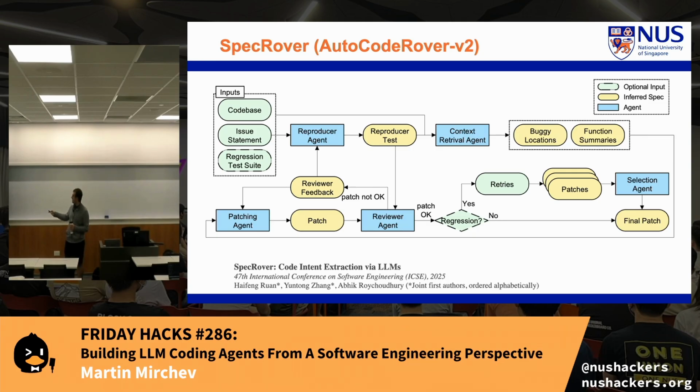Now, having these steps, having collected the context retrieval, we can then also generate a patch. One extra step we did, even when we were working on SpecRover, was that we also added the reviewer agent. So one of the problems is, as I just said, we have a reproducer test, but that doesn't mean we can trust it. It also means that the reproducer test may be faulty.